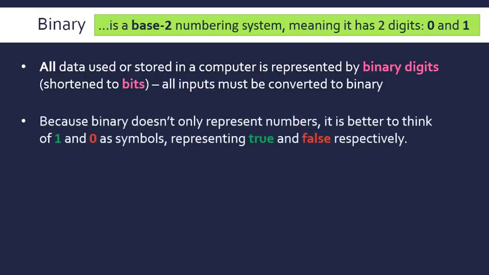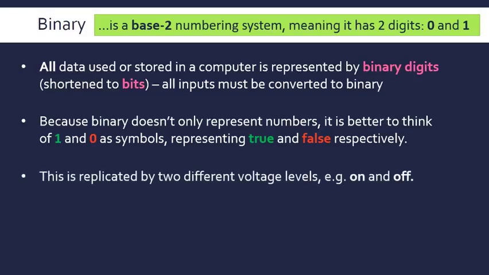So we are going to look at representing numbers, of course, but binary doesn't only represent numbers, it represents all types of data, images, videos, and so on. It's better to think of 1 and 0 as symbols representing true or false, and this allows us to do something called Boolean algebra, or logic, as we've talked about. And this is replicated in a computer with 2 different voltage levels, so it can be on and off, on being for 1 and off being for 0. But in reality it's probably more like 2 different voltage levels, so 10 volts and 5 volts. And that's why we use binary with computers basically, because it's so simple to do.